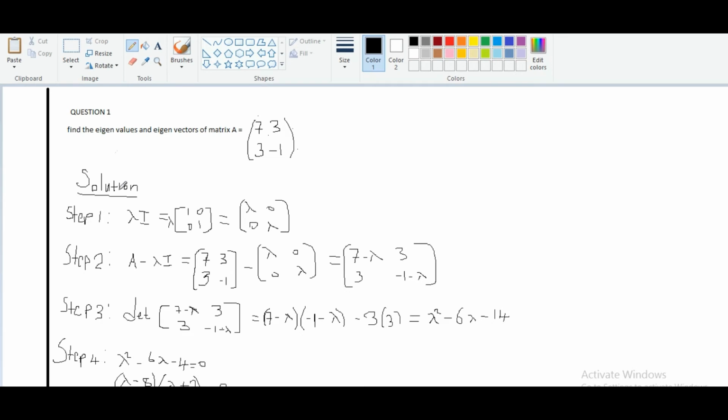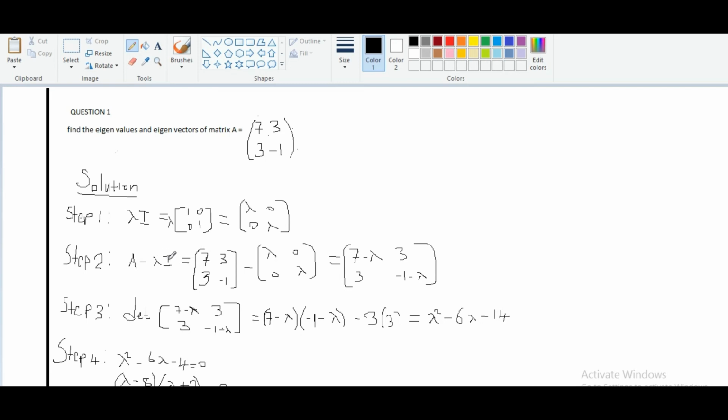We said the first step, you have to multiply the identity by the scalar. So step 1, we are multiplying this identity by the scalar. We know that the identity of a 2 by 2 matrix is just in column 1, 1 and 0, and the second column 0, 1. So if you multiply the scalar and the identity, you are going to get lambda, 0, 0, lambda.